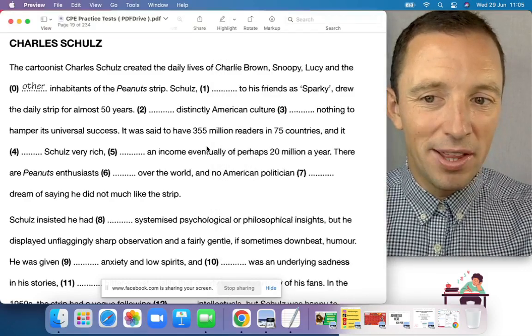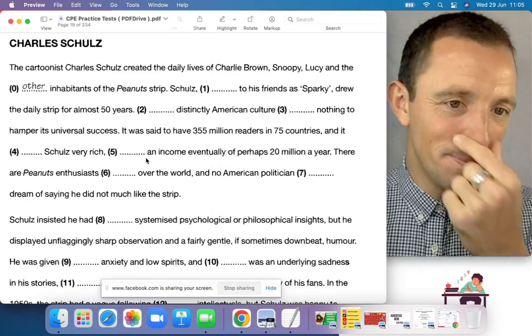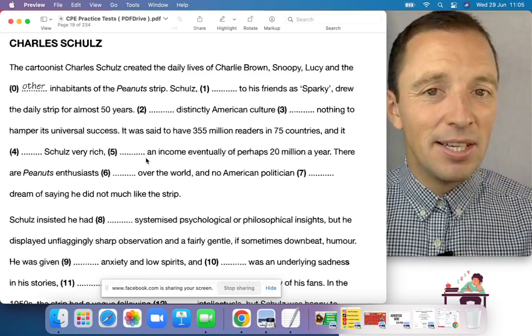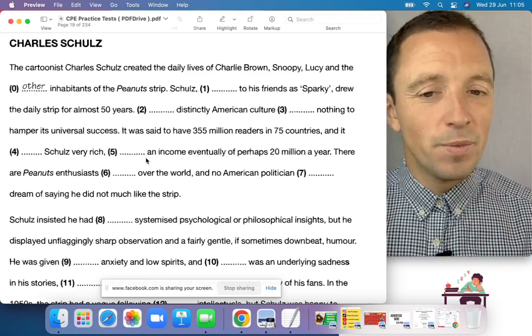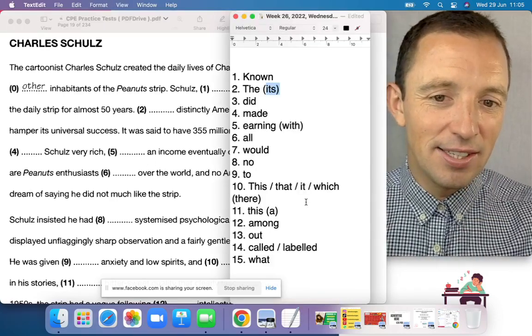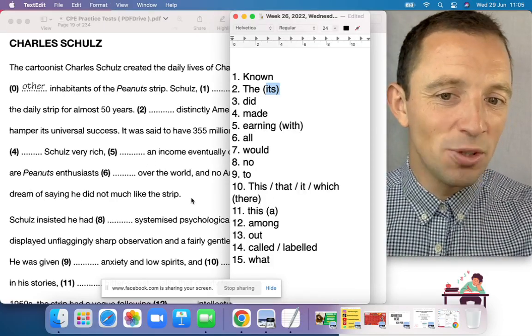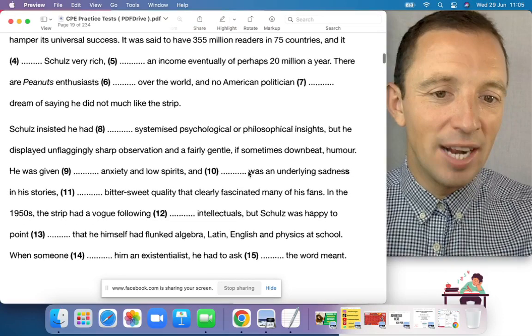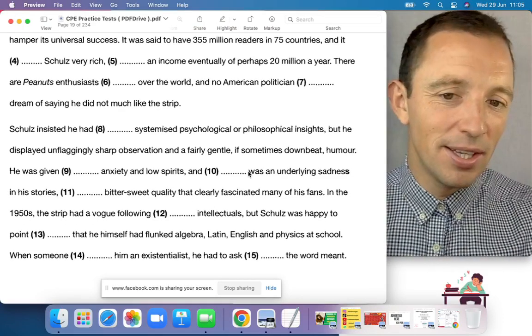Number five, with. Okay, very simple. Very, very simple, but interesting. I'm not happy. Number six is everything correct, except now the next one is number 10, there. There was an underlying, okay.